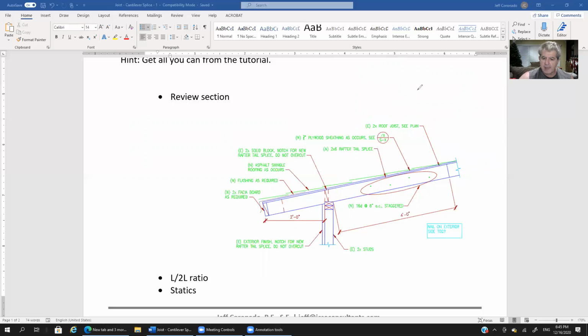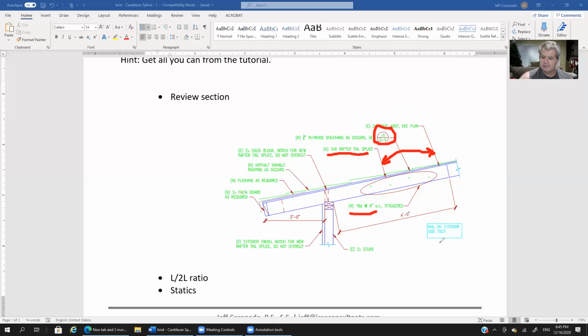All right, let me clear that. So the engineer is saying they've got new 3/4 inch sheathing, okay. They have a bubble here, but it's not filled in, so I'm not really sure what they are doing there. New 2x6 rafter tail splice, okay. But then you see the problem, right, that we were talking about earlier. Both of these specifications are pointing to the same thing. So you don't want that kind of ambiguity or that kind of confusion.